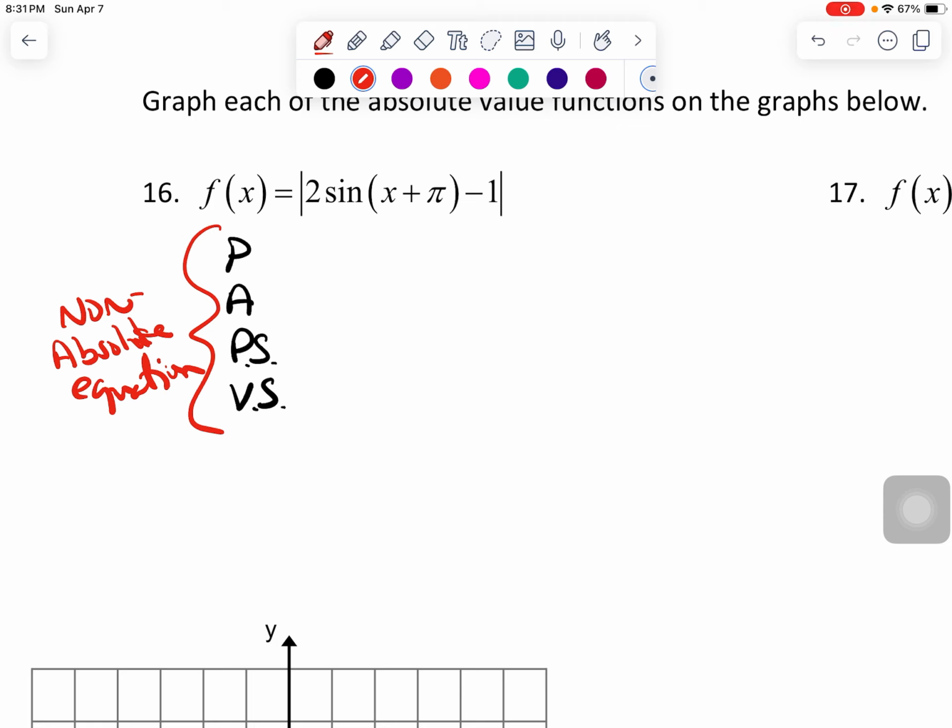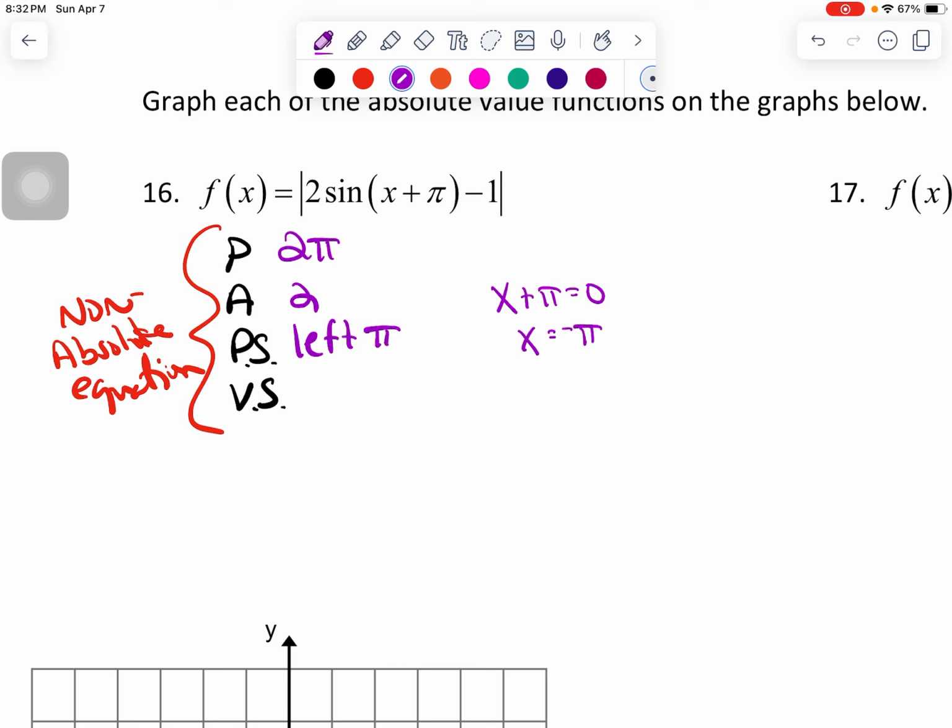Period here, we've got no number attached to x as far as a multiplier, so that's going to give me a period of 2 pi. My amplitude, the 2 in front, gives me an amplitude of 2. Phase shift, I'm going to take x plus pi, set it equal to 0, which makes x equal to negative pi. So that's going to be left pi units. And then vertical shift, I've got this point right here, which would be down 1. No reflection other than absolute value. We're going to have to deal with that.